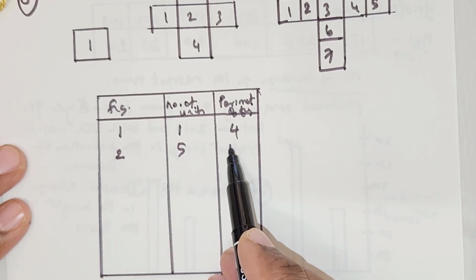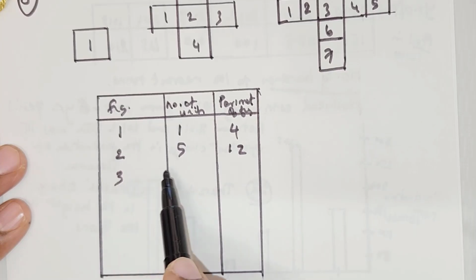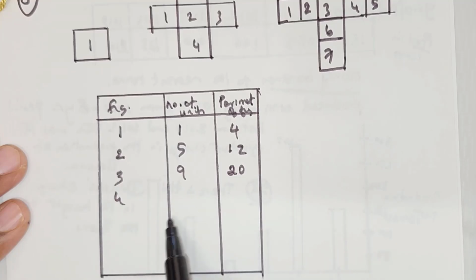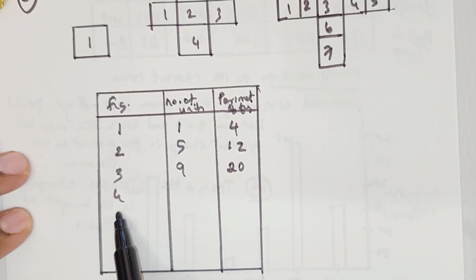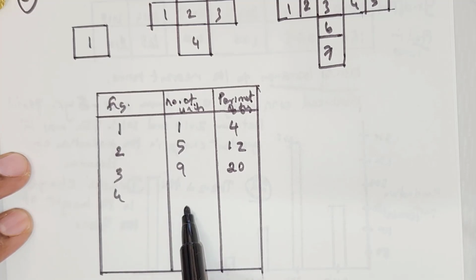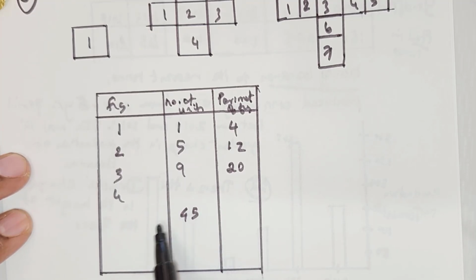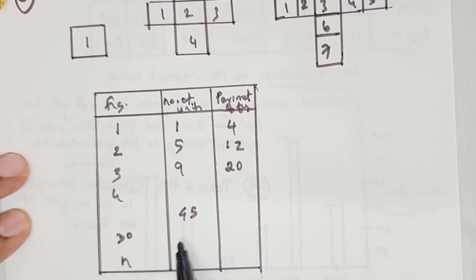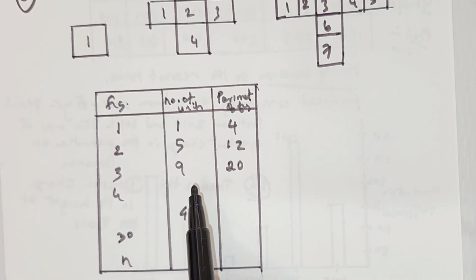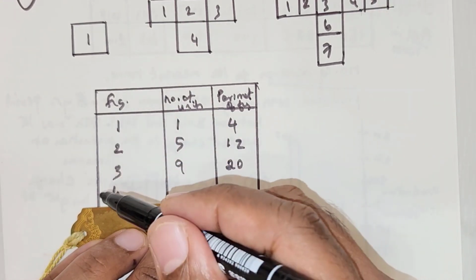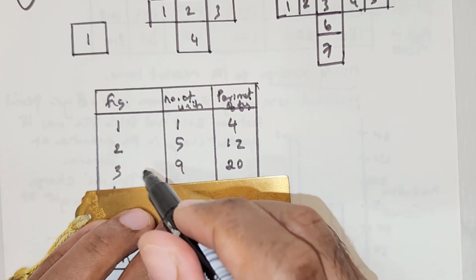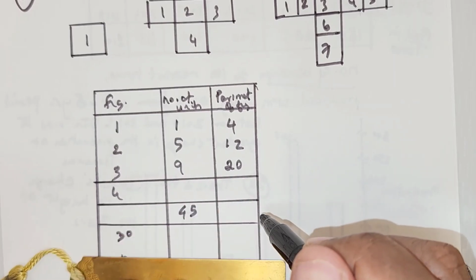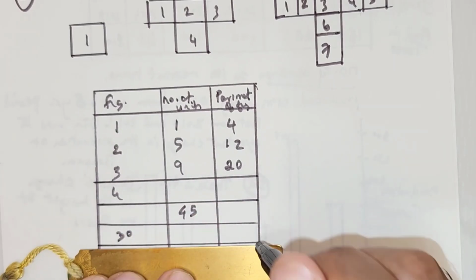Figure 2, 5 is given, 12 is a perimeter. Figure 3, 9 and 20. Figure 4, we need to fill this up. For figure 5, we are being given this as 45, and for the next we are being given this as 30, and finally we are given here as n. So all these are requirements, so we need to fill these. So the question is, how are we going to fill?